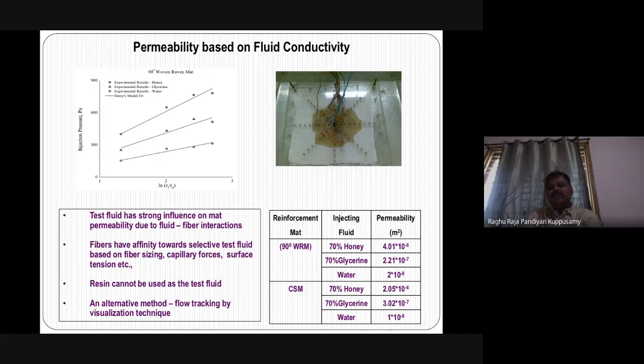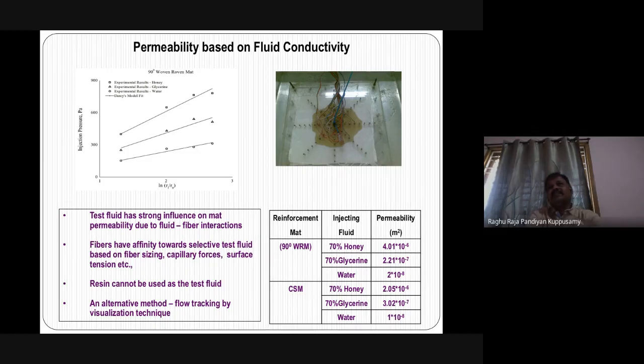And if you look at the permeability data for different test fluids like 70% honey, 70% glycerin and water, it is totally different, like the order itself is different. This may be a particular thing, because permeability should have a single value, whereas we can see that there are a lot of values with respect to test fluid usage. Very simply you may say that it is viscosity, but permeability is a function of only the fiber mat. It should not be a function of test fluid usage.